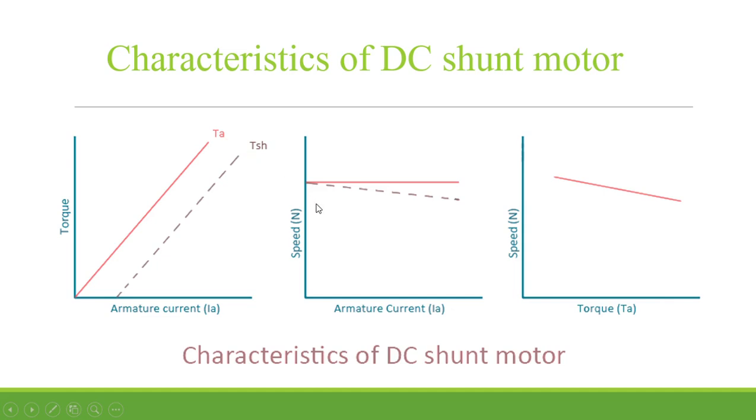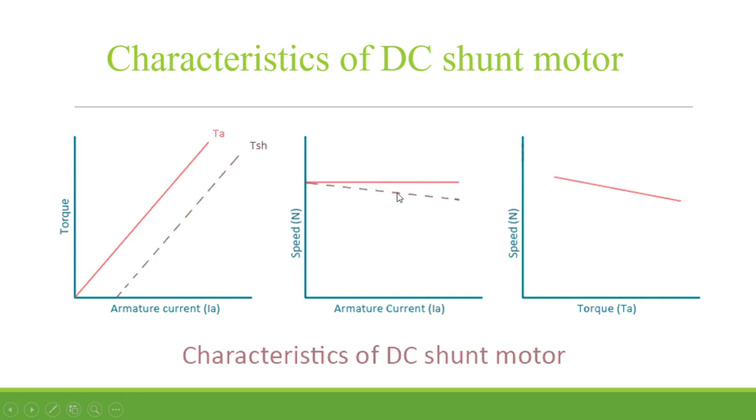Now if we draw speed versus armature current for a DC shunt motor, the back EMF will be almost constant. So the speed and the flux are also constant. So the speed for any armature current would be constant. So ideally the speed versus armature current is a constant straight line.